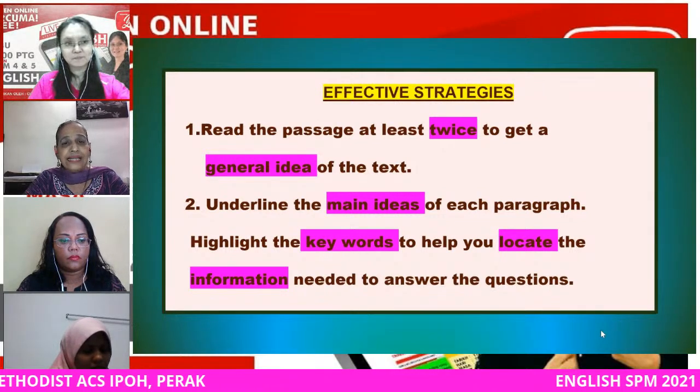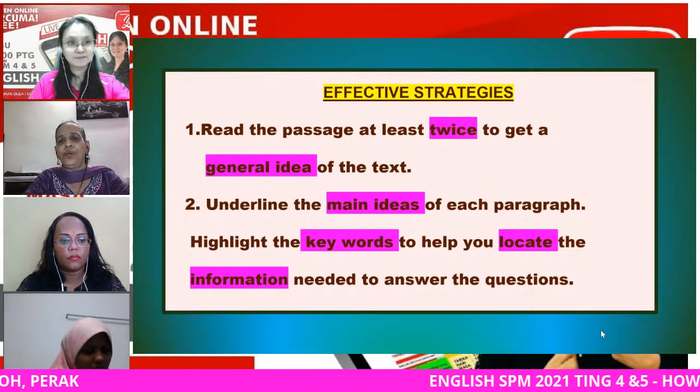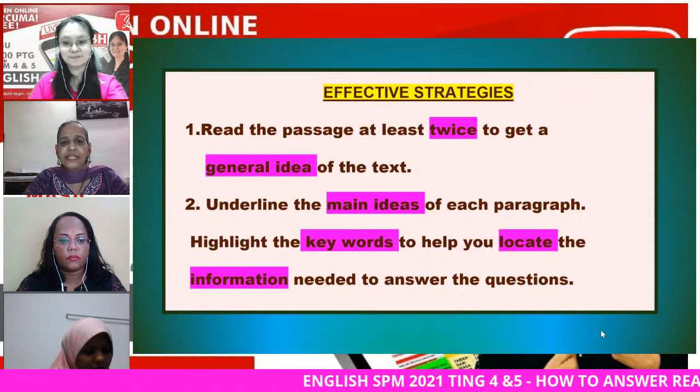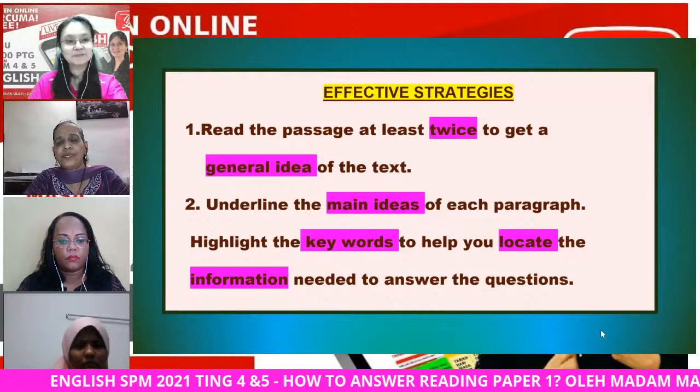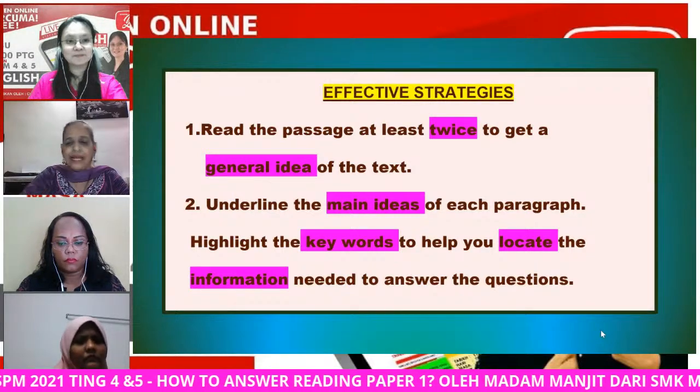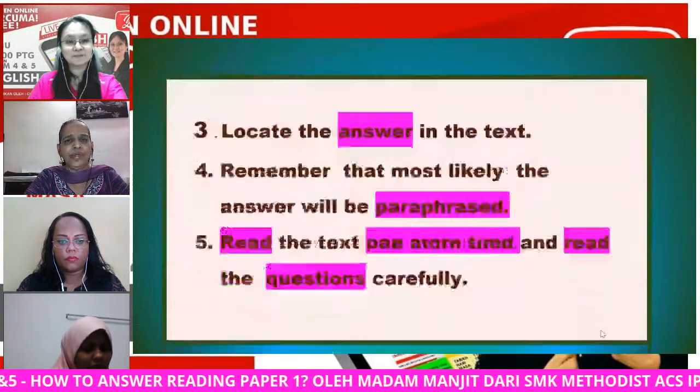Next, you need to highlight the key words to help you locate the information needed to answer the question. So you must know what the key words are. With these keywords, you'll be able to answer your exam task. All right? Okay, let's continue.